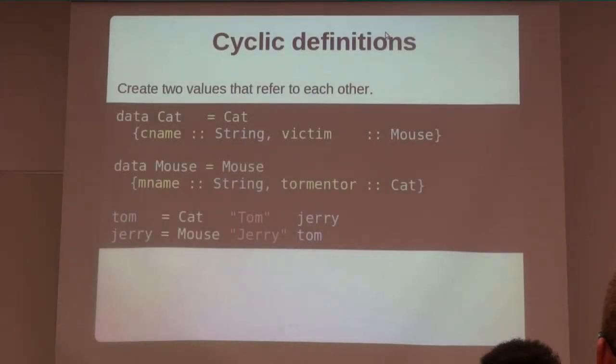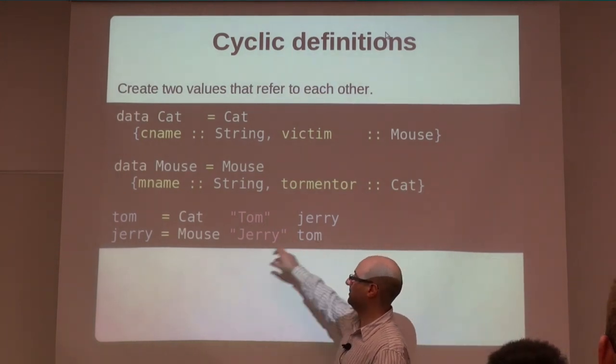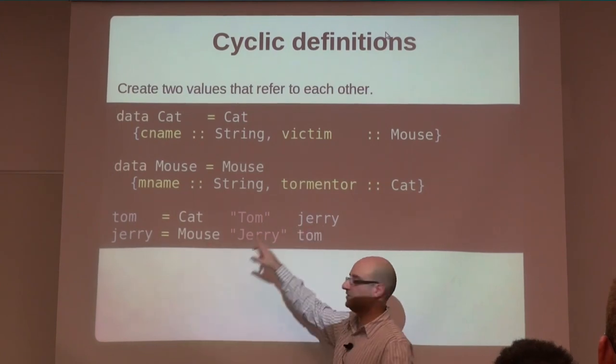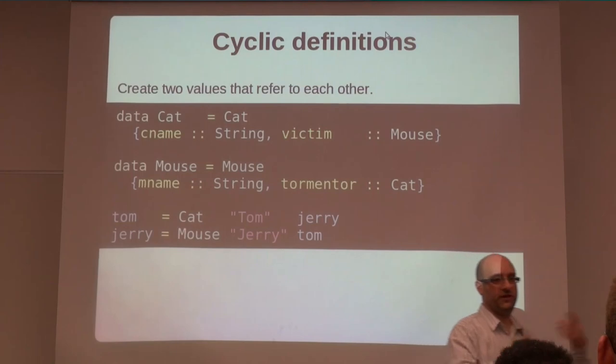The second example is to create two values that refer to each other. We've got a data type cat, and a cat has a name and a victim, and a data type mouse, and a mouse has a name and a tormentor. The victim is of type mouse, and the tormentor is of type cat. And we create these two values. Tom is a cat whose victim is Jerry, and Jerry is a mouse whose tormentor is Tom. We can obviously use Tom here because it's written after this, but we can also use Jerry up here, even though we've not defined it yet. So there's no ordering. This is not an imperative, set this thing up, then set this thing up. They can just refer to each other.